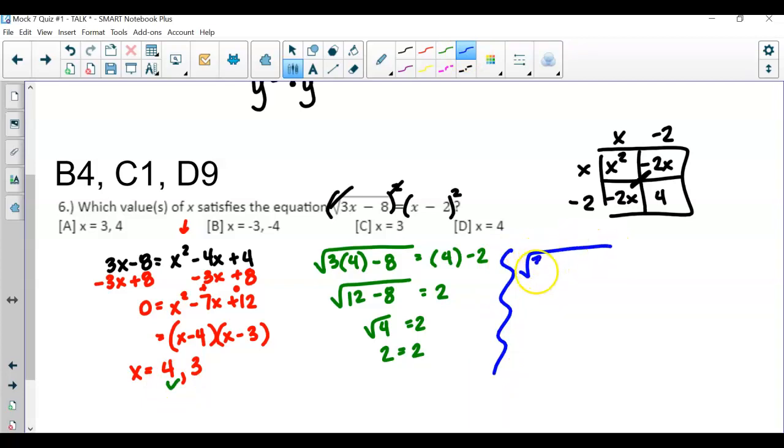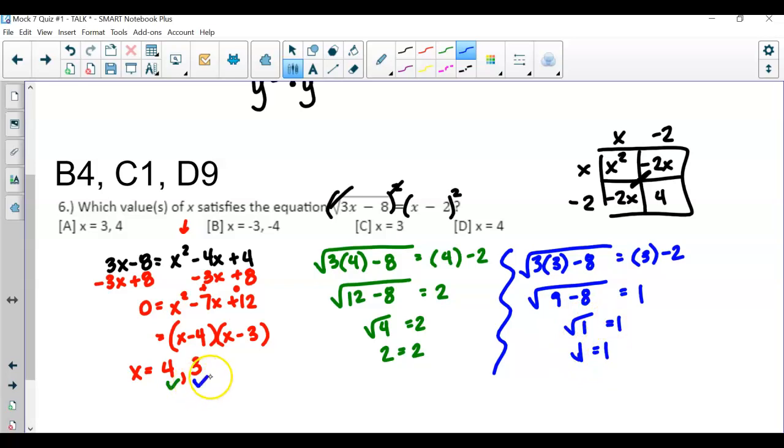So the square root of 3 times x, or 3 times 3 now, minus 8, which is equal to x, which is again 3 minus 2. So 3 minus 2 is 1, positive 1. So again, so far so good. And now I've got 9 minus 8, which is 1. And the square root of 1 is 1. So both match up. So that's why the answer was A, both 3 and 4.